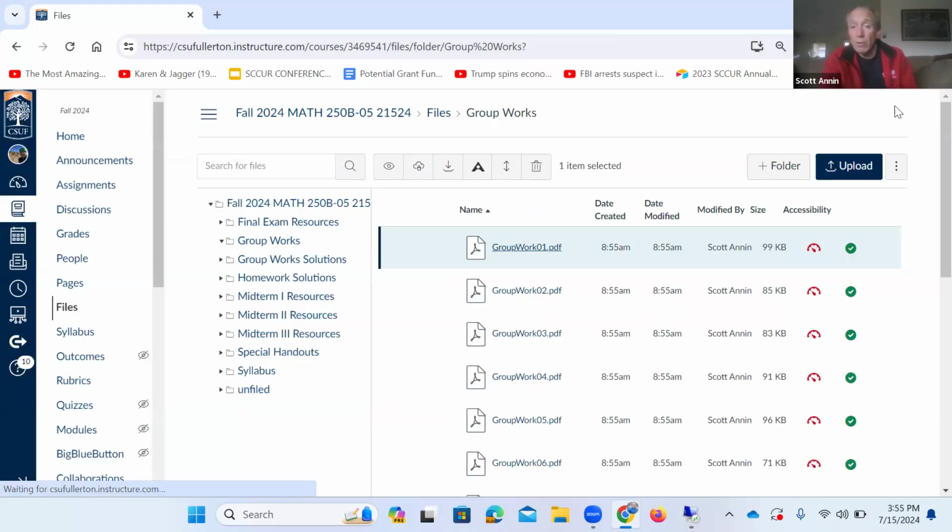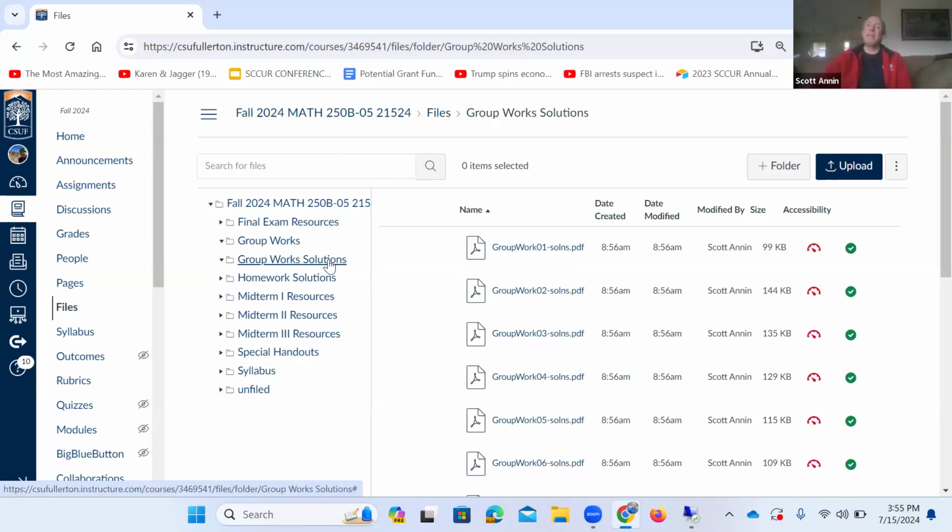And I also have all the solutions to the group works. The group works won't be graded for part of your grade. They're really just a learning tool. And so I will, of course, have these solutions available to you. These are not just the raw answers. These are detailed step-by-step explanations of the whole process of getting to the solutions. So you're going to want to be looking at those solutions as well as the homework solutions.